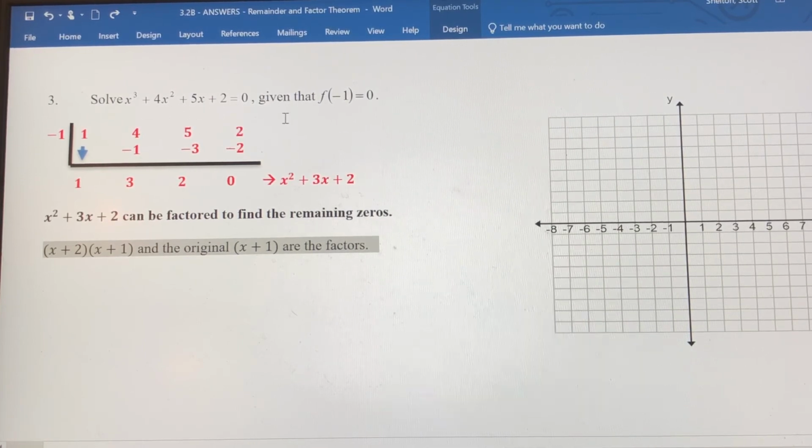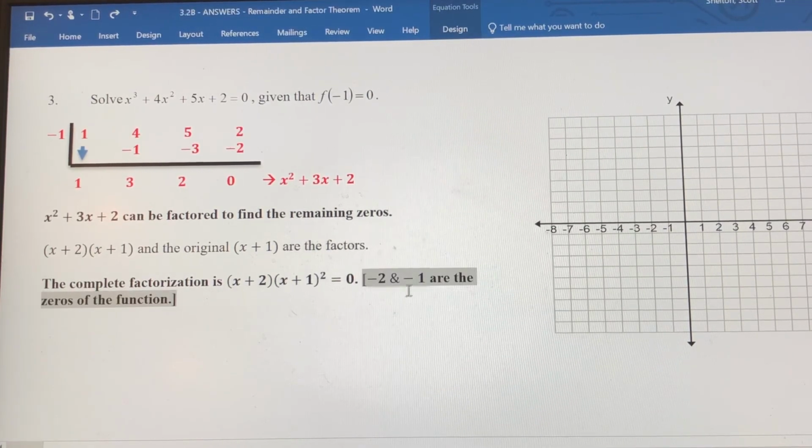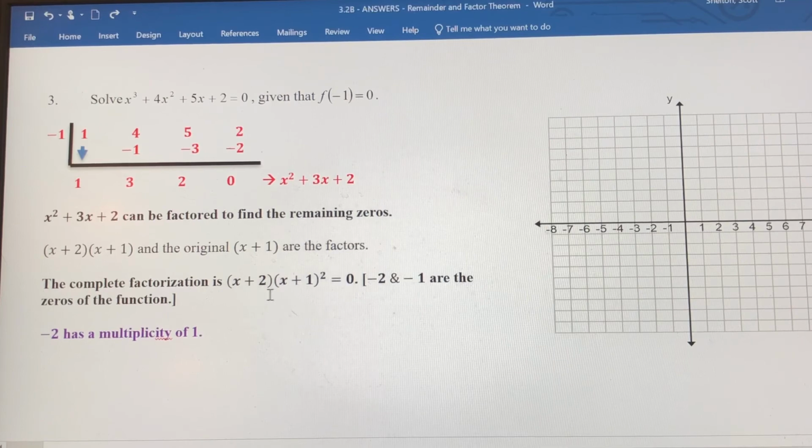So the complete factorization is going to be x plus 2, that factor occurs once, and then x plus 1, that factor occurs twice, so there's an exponent of 2 here. So think back to multiplicity when we were graphing polynomial expressions. Our zeros are going to be -2 and -1. -2 has a multiplicity of 1.